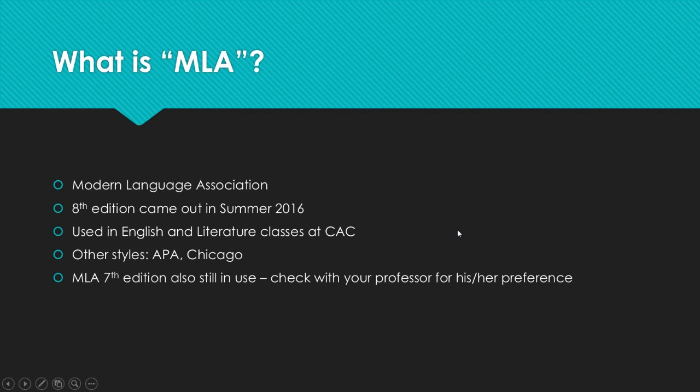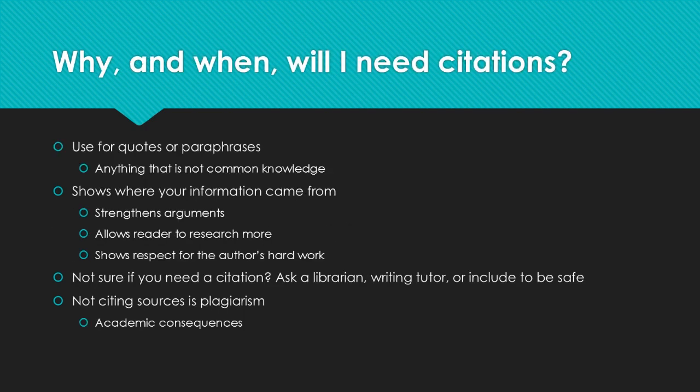So just as a quick overview, the MLA citation style stands for Modern Language Association. It's used a lot in the English classes and literature classes, but some other courses as well. APA citation style is another one that you might hear about for sociology or the honors program. The MLA 8th edition came out in the summer of 2016. There are still some folks that are using the 7th edition of the MLA citation, so double check with your professor if you're not sure which version you should be using. This slideshow is primarily about the 8th edition and how to set those up.